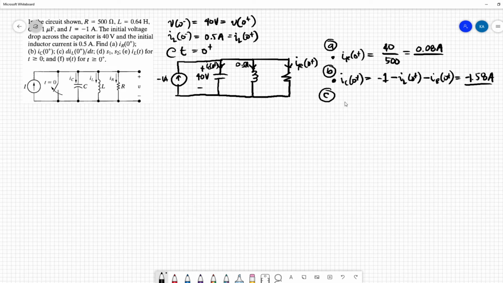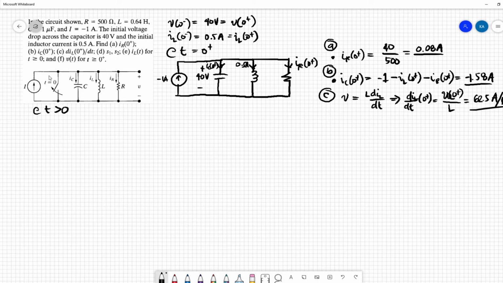For C, we have to find dIL/dt of 0 plus. The voltage across an inductor can be expressed as L dIL/dt. So dIL/dt at 0 plus is equal to V of 0 plus over L, which is equal to 62.5 amperes per second.